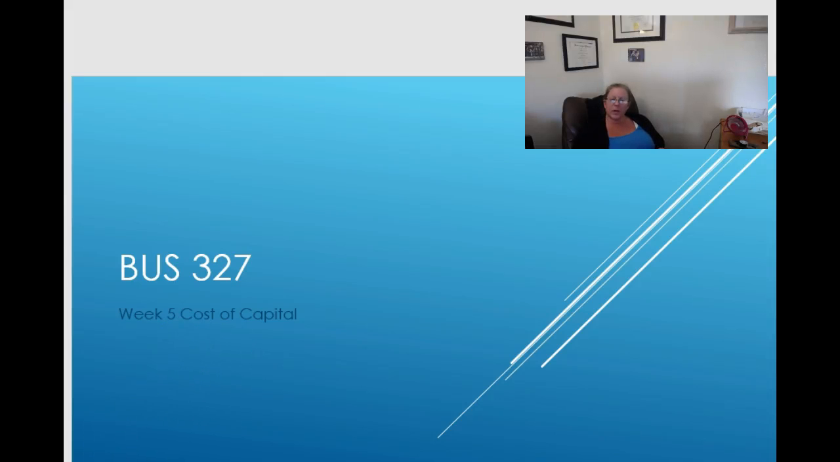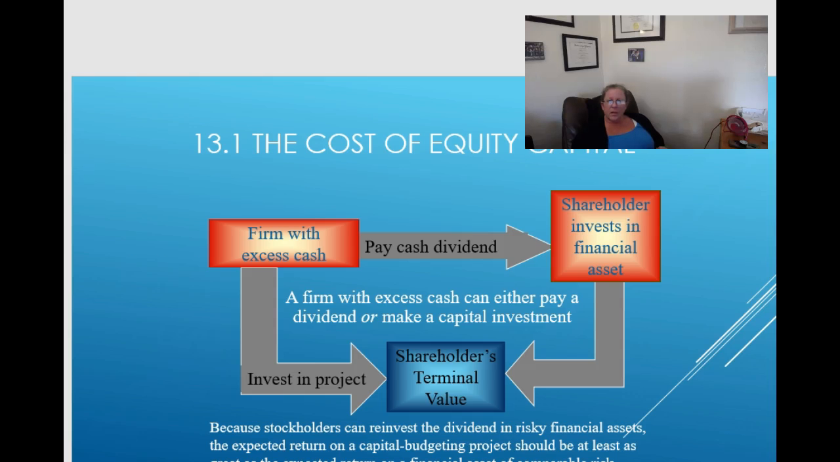This week we're going to be talking about the cost of capital. So a firm that has excess cash can do two things. They can either pay a cash dividend, or they can invest it in a project. So a firm with excess cash can either pay a dividend or make a capital investment.